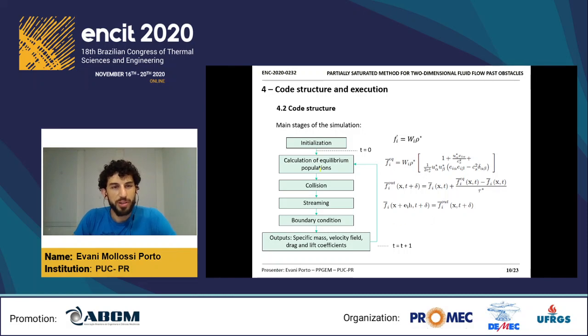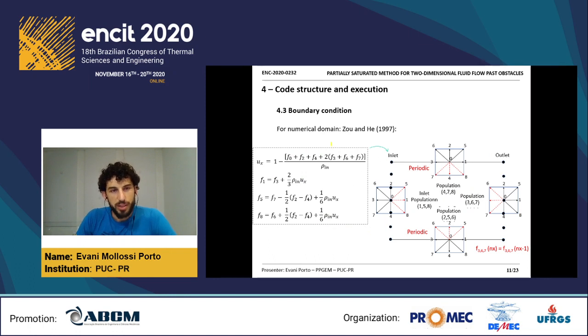The code structure has some stages. At the beginning we have the initialization, where we assume some values for the first equilibrium distributions. Then the calculation is done for the equilibrium populations. After that we have the collision step using the BGK operator, the streaming step, boundary conditions, and as outputs we have the specific mass, velocity field, drag and lift coefficients.